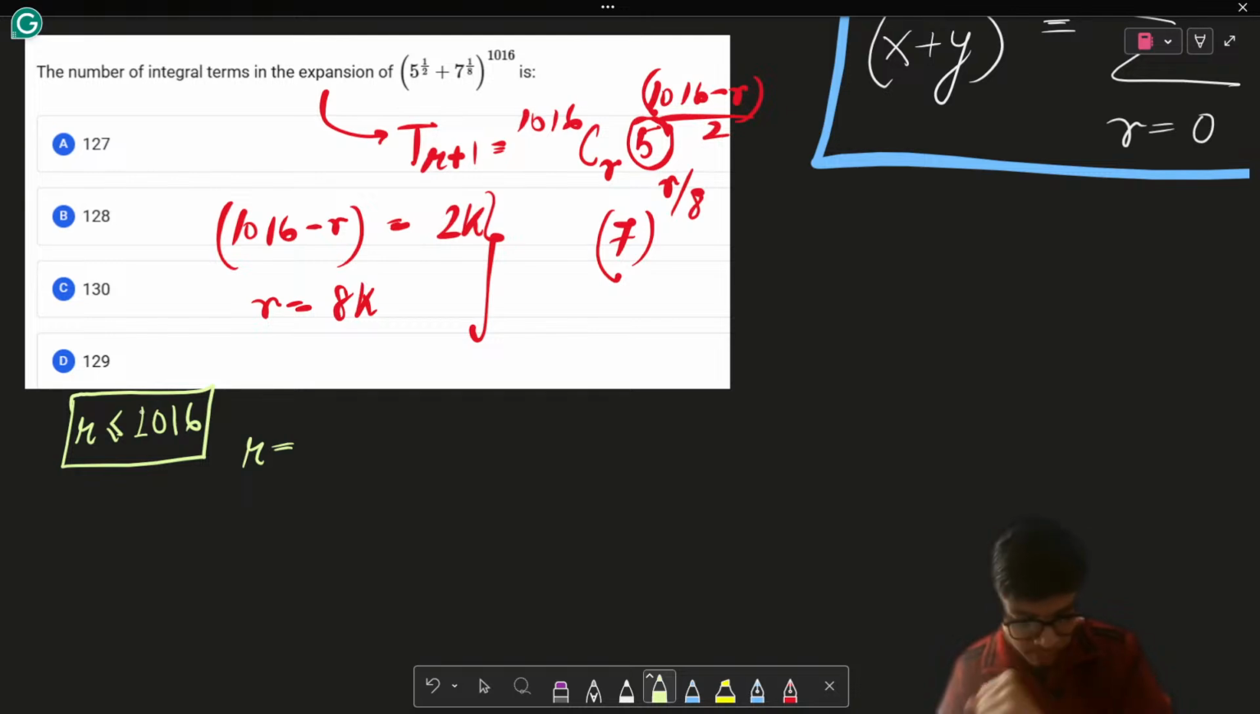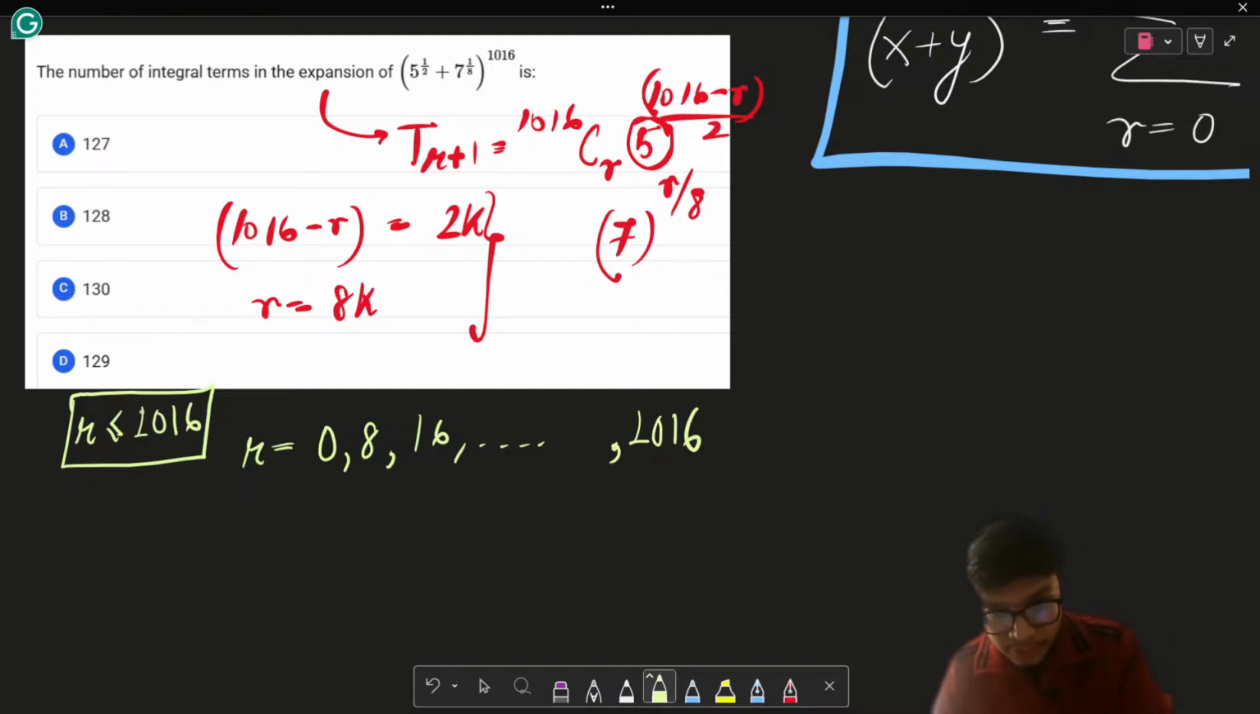So in this case, R should be equal to 0, R can be 8, R can be 16, and so on up to 1016. You will notice that 1016 is also a multiple of 8, right? So this many terms will exist. Let us now count how many terms there are. This is basically an AP, right?